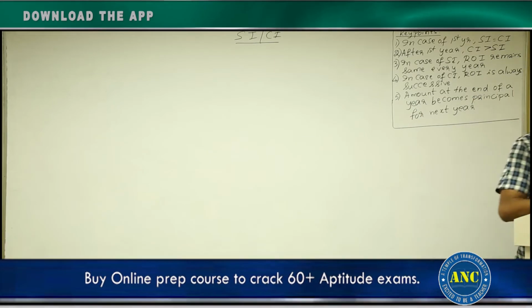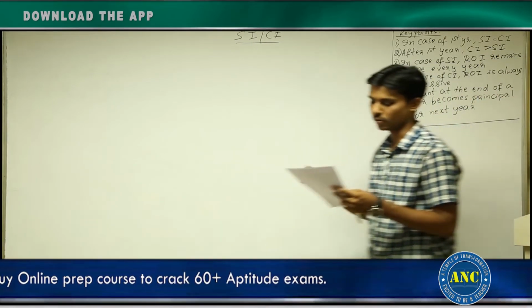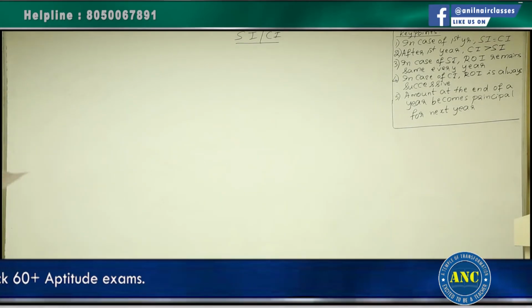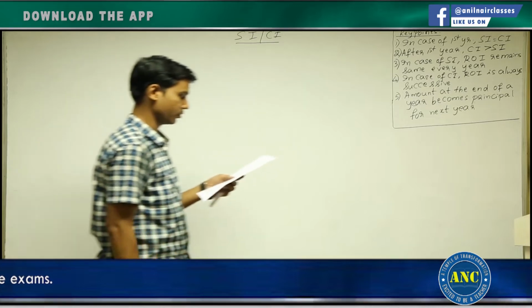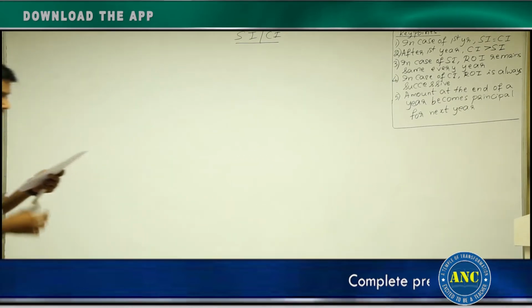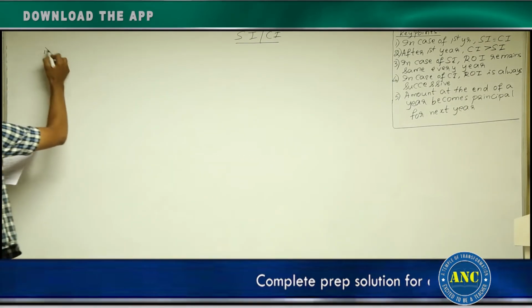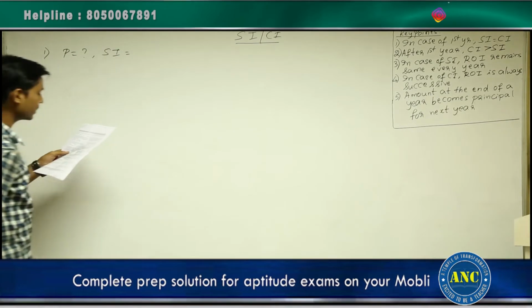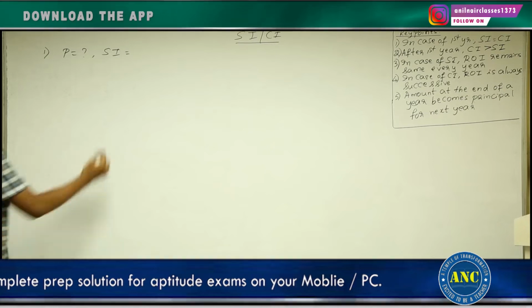Please see the sheet. Let us solve problems. Let us start with problems only based on simple interest. Then we will move on to compound interest. Okay? Please see the first question. First one. At what principal will the SI for 3 years at 20% rate of interest be 120?